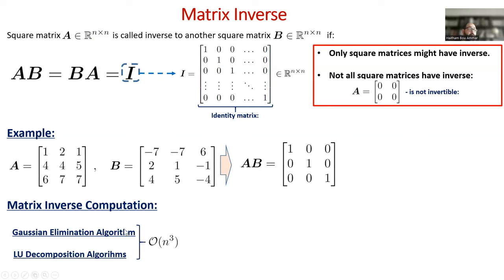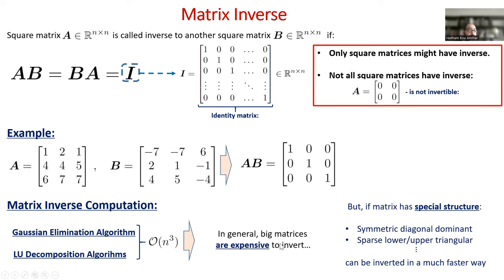Now, the inverse computation is cubic in the number of entries in that matrix. There are multiple algorithms that can do that. One is Gaussian elimination or LU decomposition algorithms. So in general, big matrices are very expensive to invert.